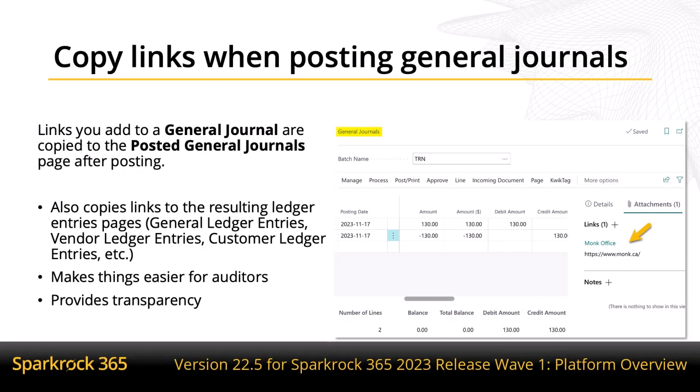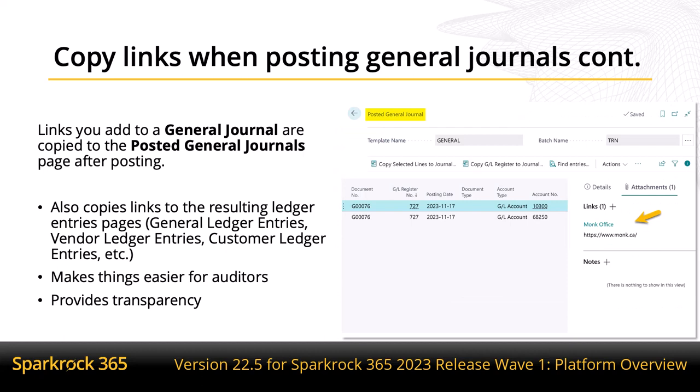So now when you're posting general journals, it will automatically copy the links that you add to a general journal straight through to the posted general journal page after posting. So maybe you're posting links to a receipt on SharePoint or some other website. It will copy those links to the posted general journal, general ledger entries, the vendor ledger entries, etc. It just makes things a lot easier for auditors, and it provides that transparency so they don't have to go clicking around looking for things. It's all carried through.